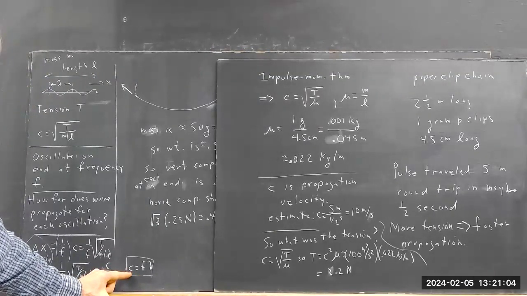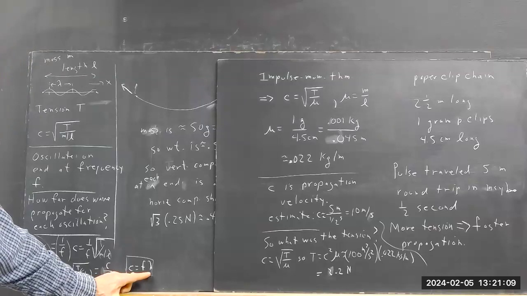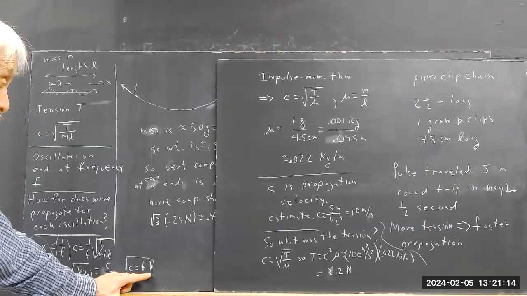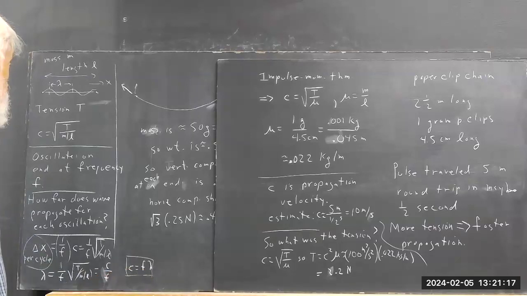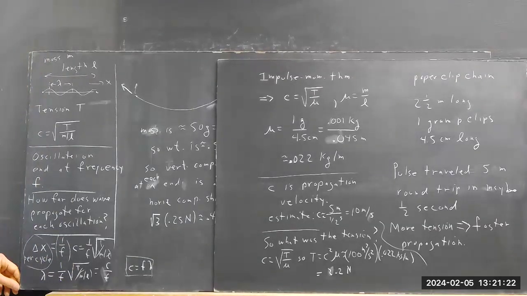How fast does it propagate? Well, you multiply how many times it oscillates per unit of time with the distance it travels during an oscillation. Because that's all lambda is, the distance traveled during an oscillation. I haven't labeled this as wavelength. There's a wavelength.